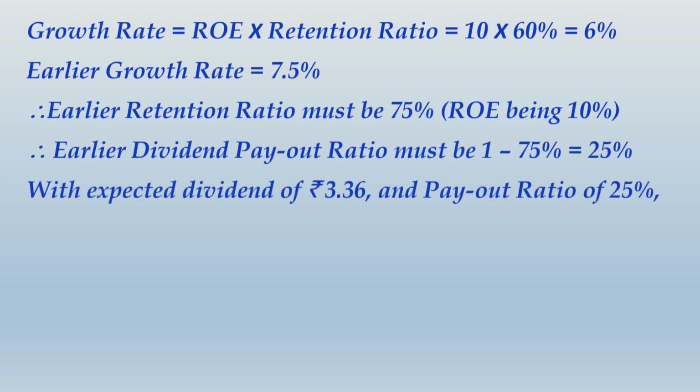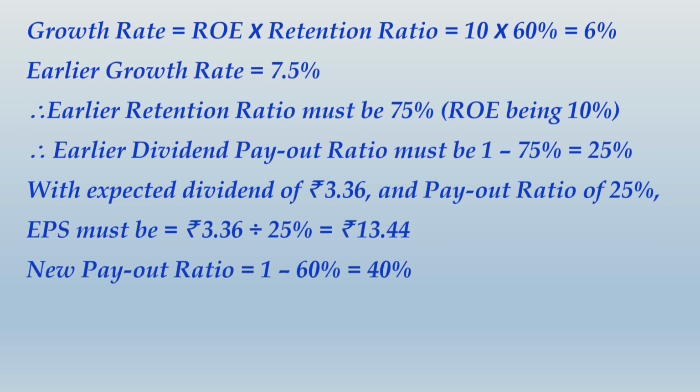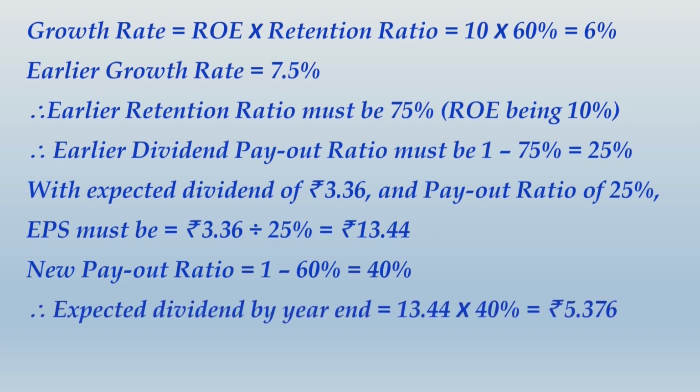With the expected dividend of rupees 3.36 and dividend payout ratio of 25%, earlier the EPS must have been rupees 13.44. And now the new payout ratio is 1 minus 60%. Why? Because the new retention ratio is given as 60%. So the new payout ratio has to be 40%. But your EPS would still remain the same, correct? That was 13.44. So expected dividend now by end of the year would be 40% of your earnings, that is rupees 5.376. So friends, write up this much and then we move ahead.